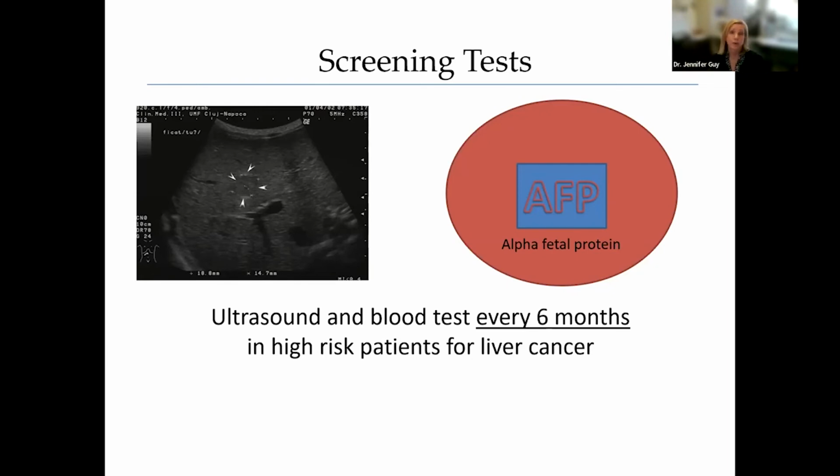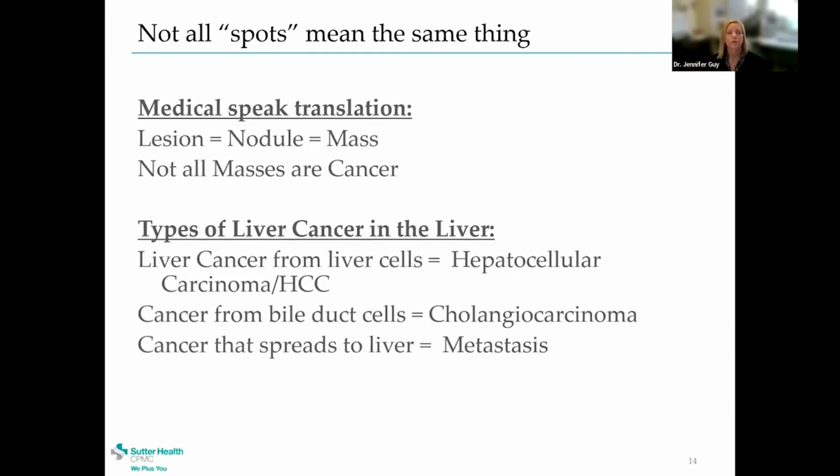But the alpha-fetoprotein, people with liver cancer can have a normal level of this tumor marker. Up to a third of people with liver cancer can have a normal level. So again, in and of itself, either of these tests alone is not enough to make a diagnosis of liver cancer. These are just ways for us to get a sense of, is there a potential problem that we should move forward with? I just wanted to remind us that not all spots mean the same thing.